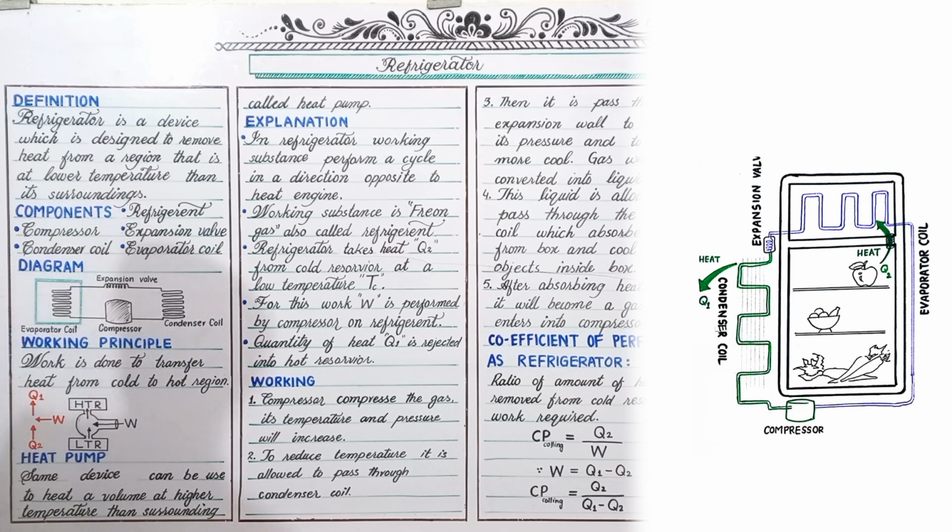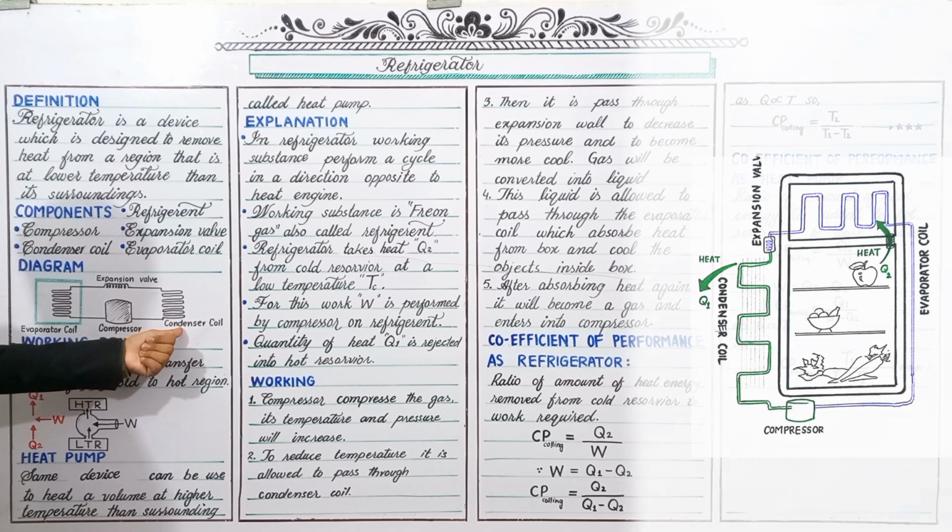Okay, now we are going to discuss its diagram. As you can see in this simplest diagram, this is the box of the refrigerator, and the evaporator coil is present inside this box, and all the other components, compressor, condenser coil and expansion valve, are present outside the box. The condenser coil is basically located at the back side of the refrigerator.